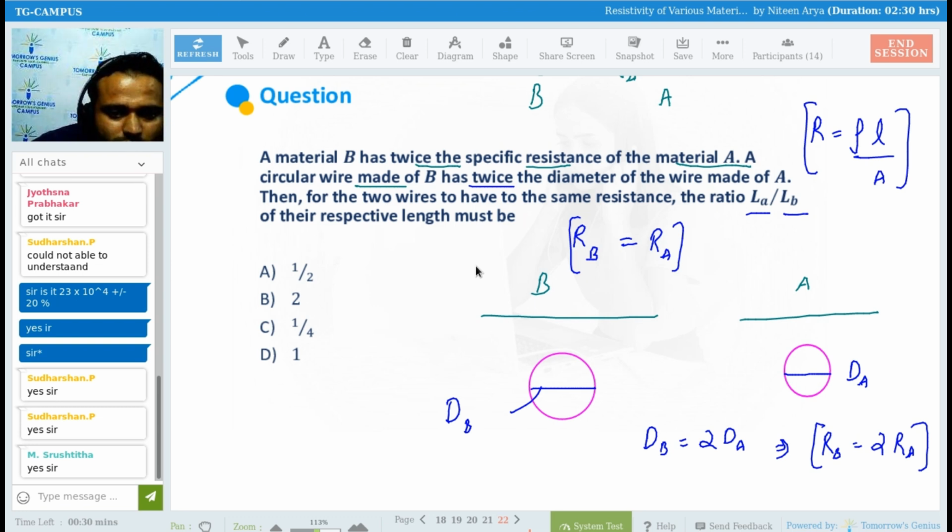Rho A equals rho, rho B equals 2 rho, dA equals D, dB equals 2D. Then using the relation, find the resistance of material A. Then in a similar way for B, R equals RB. So from there you can find LA by LB, as simple as that. Okay, that is very easy. You have another 2 minutes. Tell me what the correct answer is, and in another 2 minutes I'll let you know.